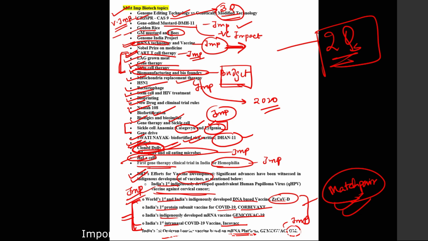Let me tell you guys, the science and tech section, if you really prepare very well, no one can stop you from cracking the prelims examination, because out of all the subjects, science and tech questions are the most doable questions, because a lot of questions you can solve using option elimination methods also.